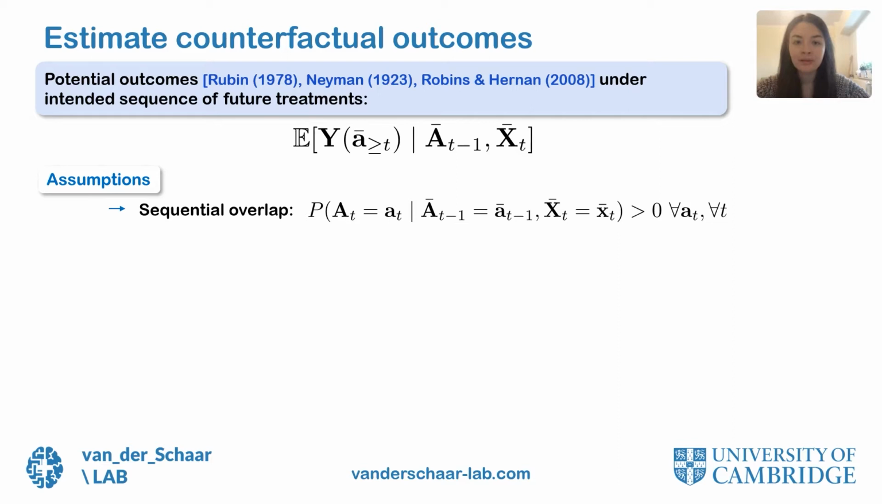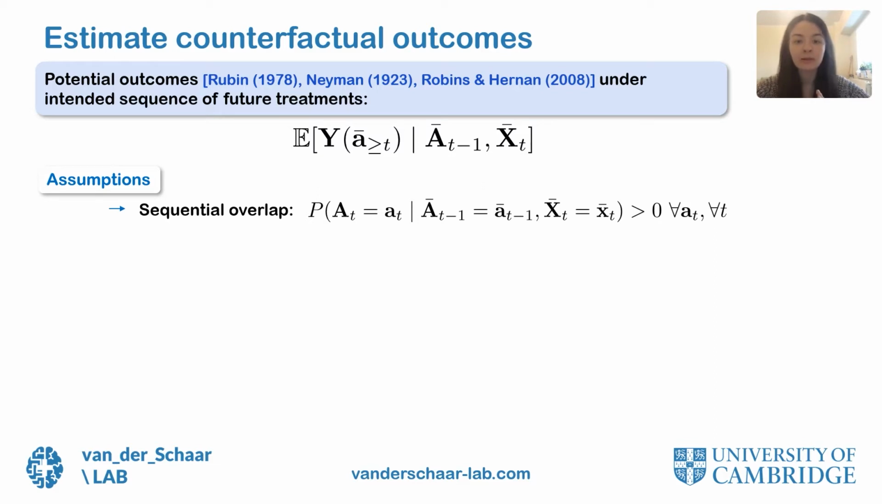We work in the potential outcomes framework introduced by Neyman and Rubin and expanded by Robins and Hernan to account for time-varying treatments. And we want to be able to estimate all potential outcomes, both factual and counterfactual, under an intended treatment plan that starts at time step t, conditioned on the patient history until time step t.